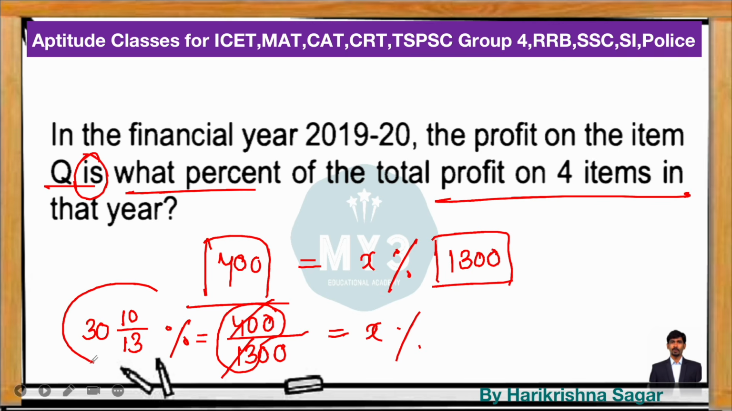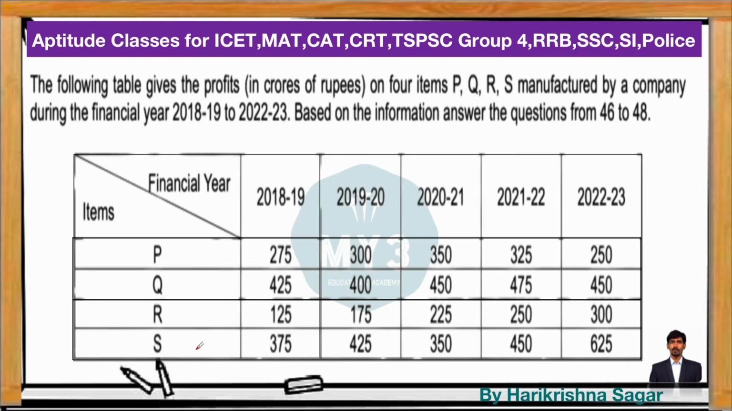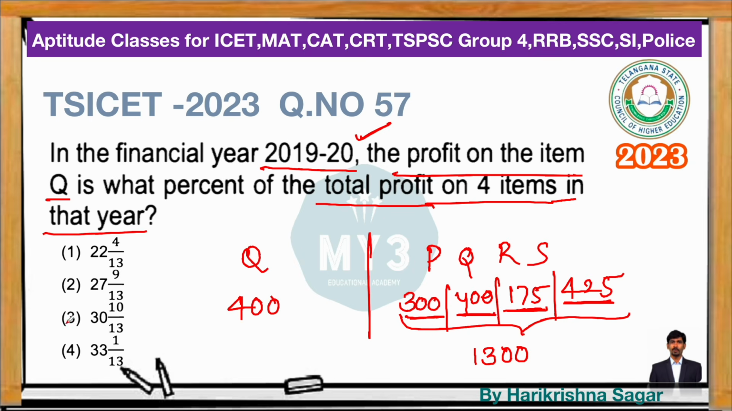So the profit percentage will be equal to 30 10 by 13. We can mark the answer choice as 30 10 by 13, which is available as option 3. You can mark it as the answer choice. Hope you are able to understand. Just a basic question of percentage.